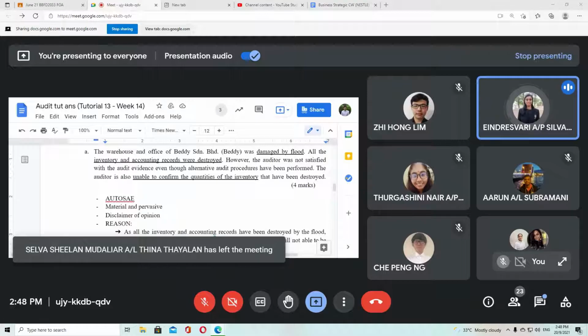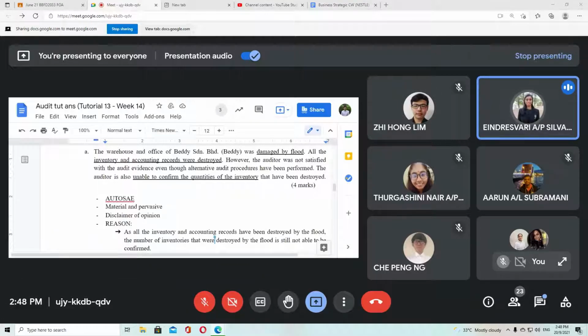So disclaimer of opinion means the auditor does not express any opinion on Betty Sendan Berhad's financial statements. I want to see all these things inside. In the final exam, it will be 10 marks. The financial statements actually contain material misstatement. In this case, it is material and pervasive. So disclaimer of opinion means the auditor does not express an opinion.